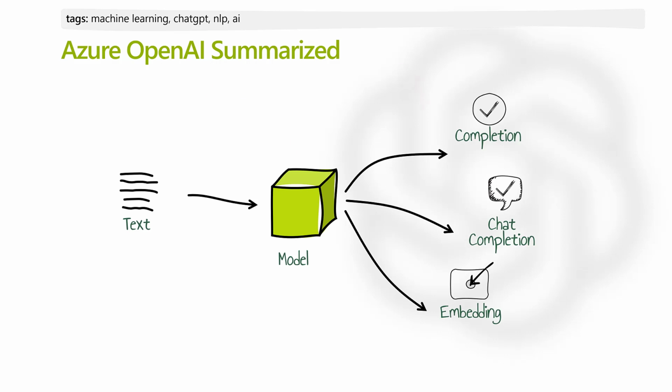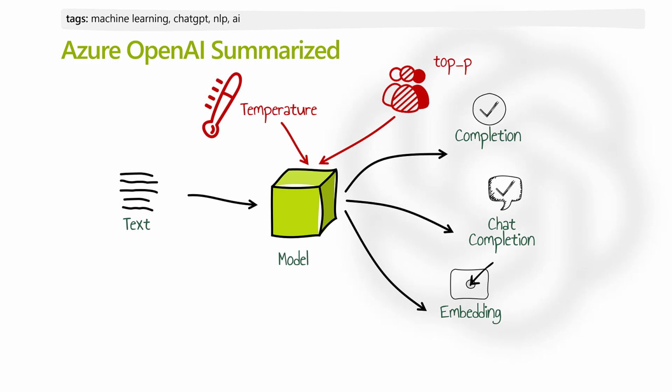When you use the Azure OpenAI model, you specify two parameters, temperature and top P. Each of these parameter values determine how closely related the generated output relates to the text provided as input.